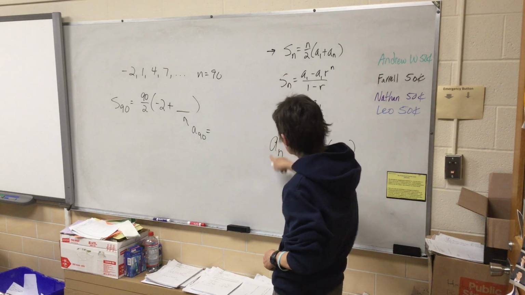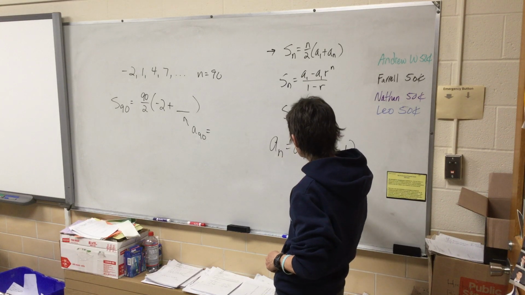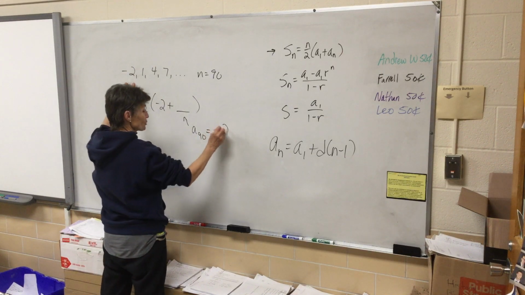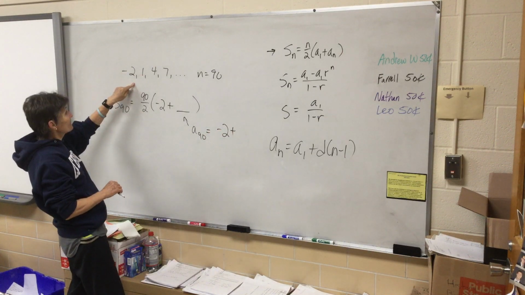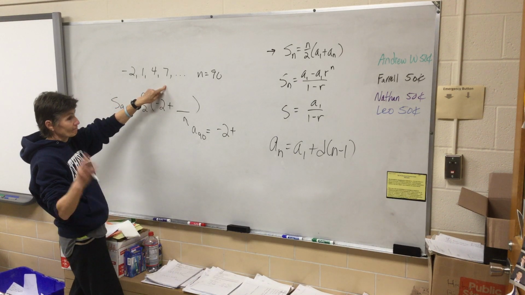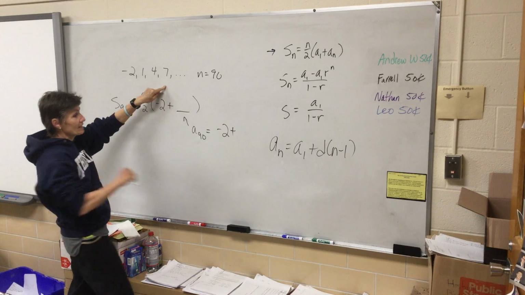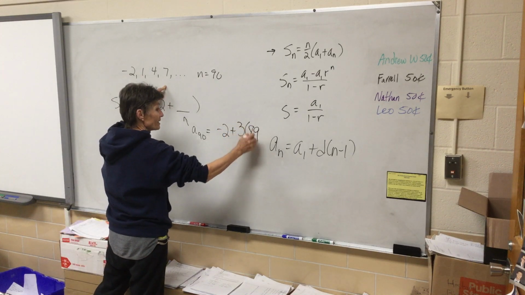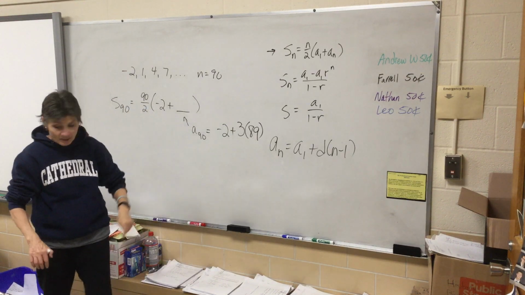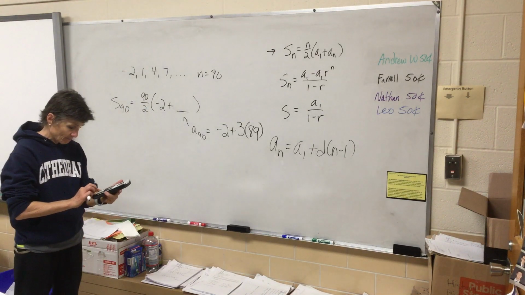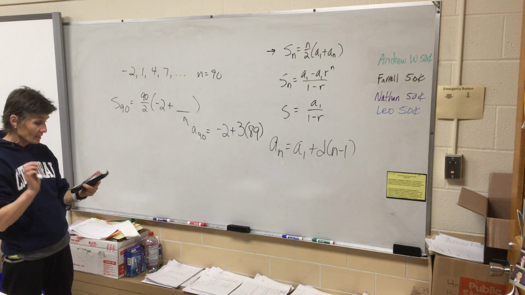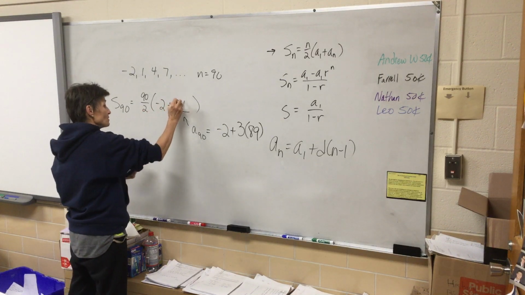S is sum, A is term. So the 90th term, according to that formula, is the first term plus the common difference. And what's my common difference? 3. Thank you. Times 89, which is 90 minus 1. A sub 90, A sub n. N is 90. So I'll figure out what that is. Negative 2 plus 3 times 89. That's 265. So that's what's going to go right here.